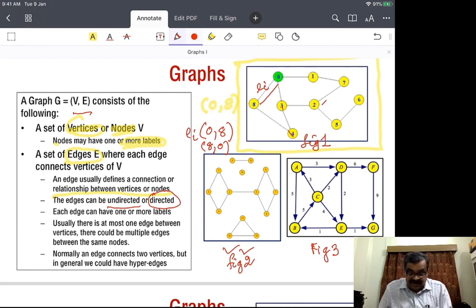Here we see another important thing. What we have said here is that an edge can have one or more labels. The label of an edge depends on the application which is being used. In fact, even nodes can have labels, and we will see them in our examples, where nodes can have labels, edges can have labels, and they can have multiple labels.